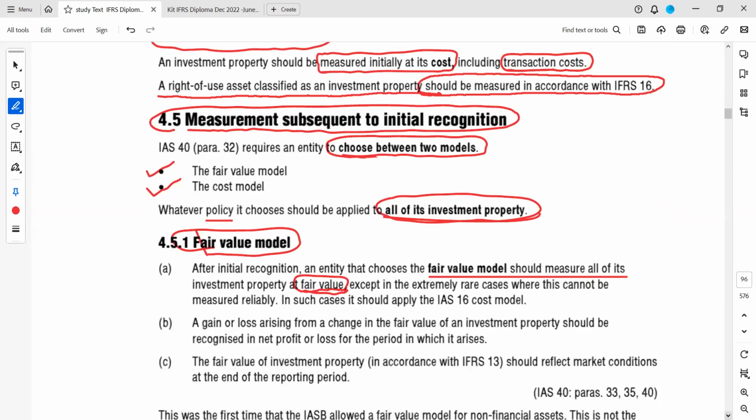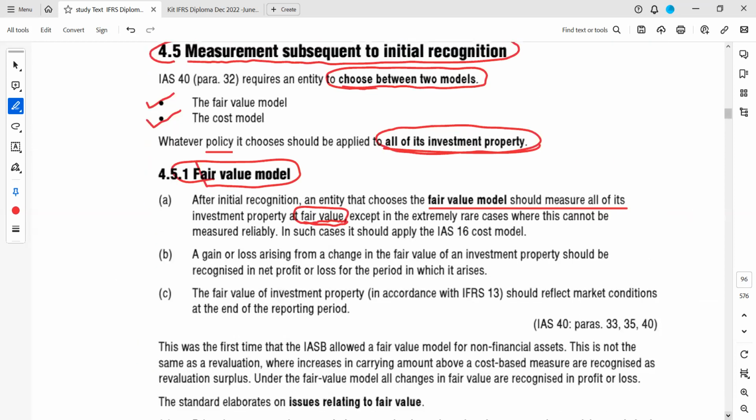So in order to apply a fair value model, we must have a fair value. An investment property should be measured at fair value, except in the extremely rare circumstances where fair value cannot be measured reliably. In such a case, you should apply the IAS 16 cost model. This cost model is the same in IAS 16 and IAS 40.